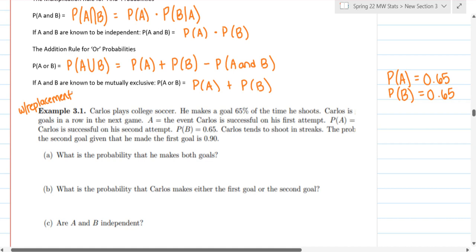Carlos tends to shoot in streaks, however, so the probability that he makes the second goal, given that he made the first goal, is 90%. That is, the probability of B given A, because B is the second goal, given he makes the first goal, is 0.90.